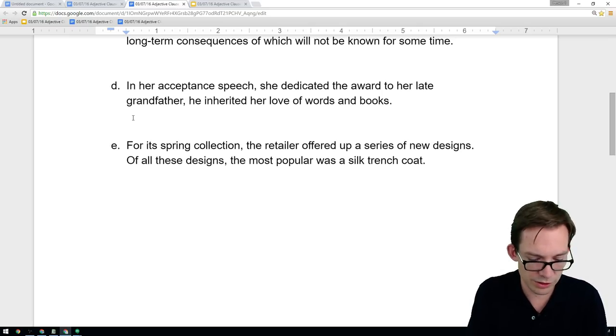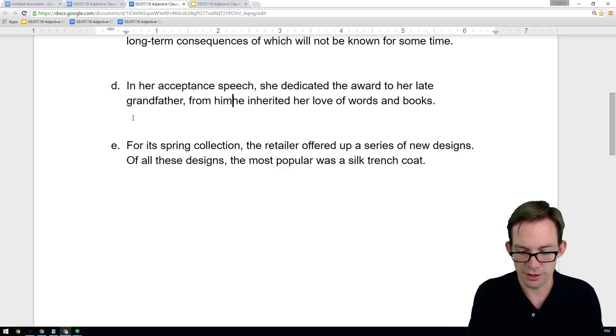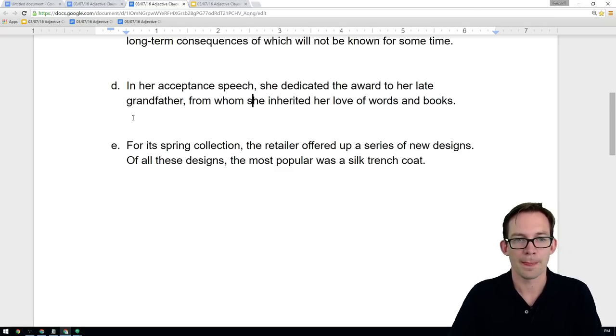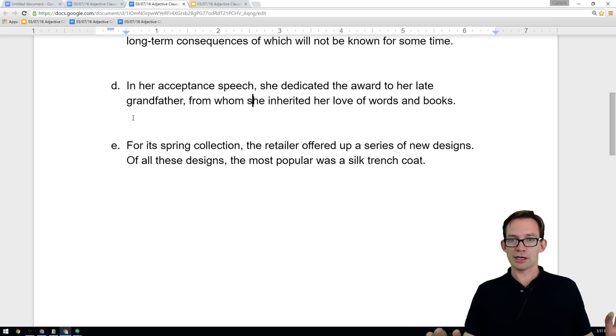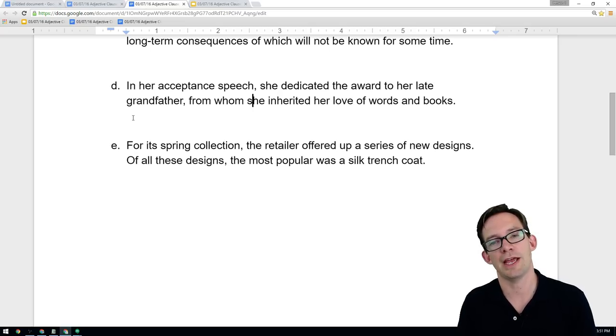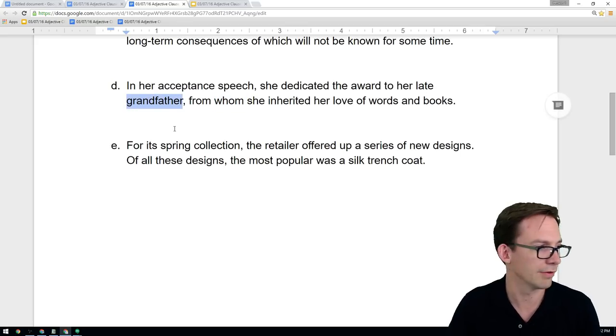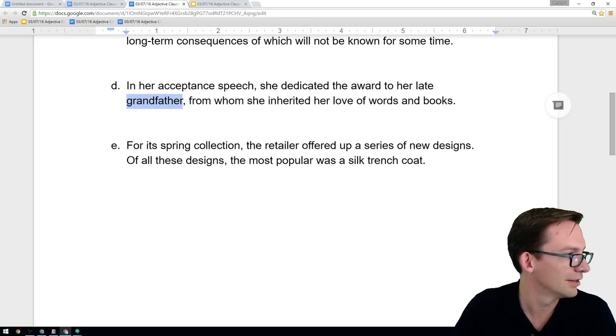But I wouldn't change the preposition. I'd keep the preposition the same and say that. So she dedicated the award to her late grandfather, from whom she inherited her love of words and books. So in this case, "whom" means grandfather. Okay?